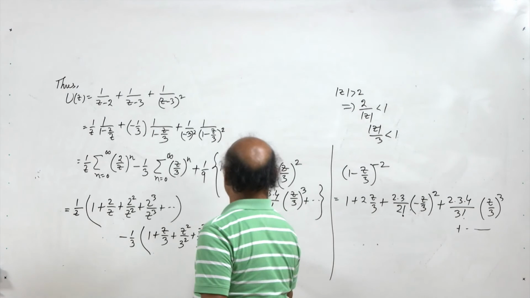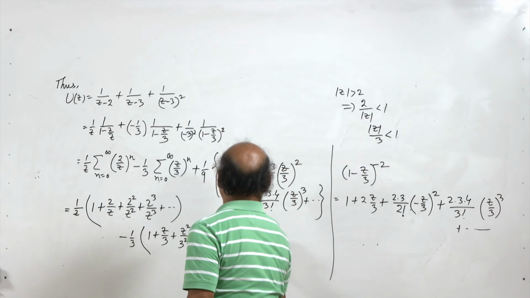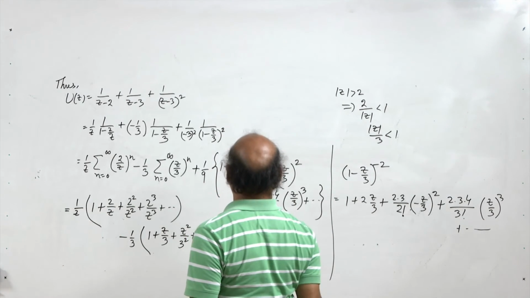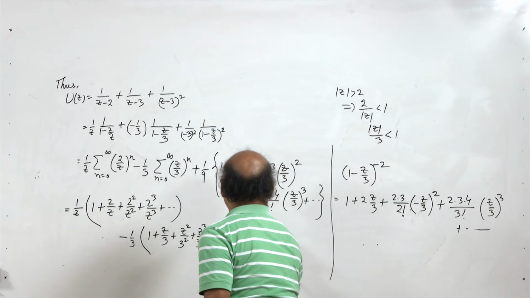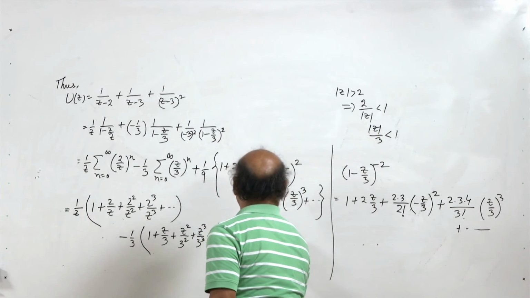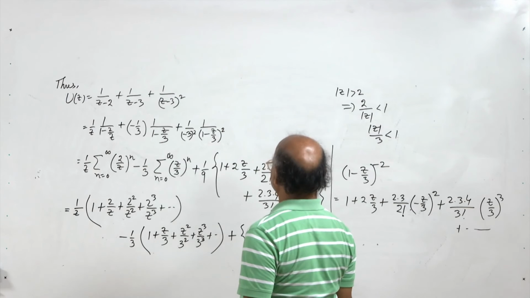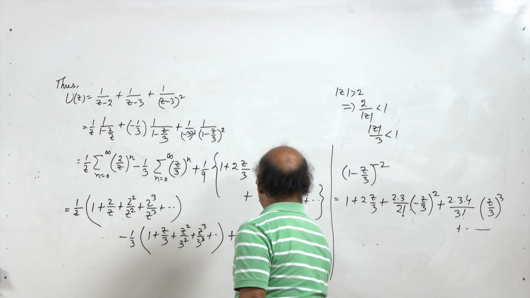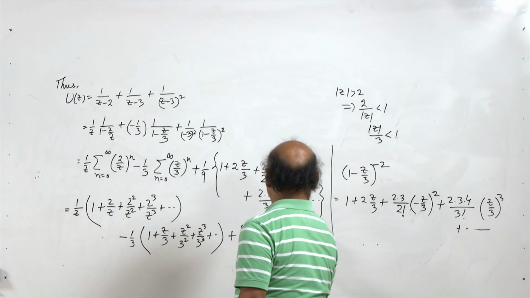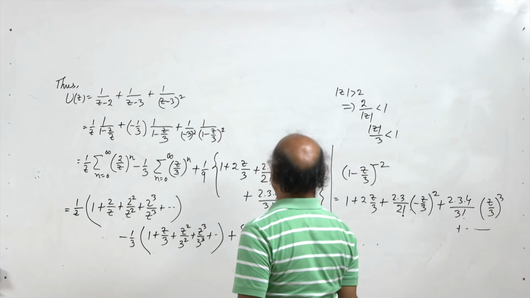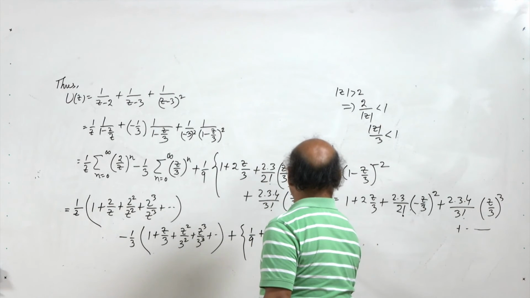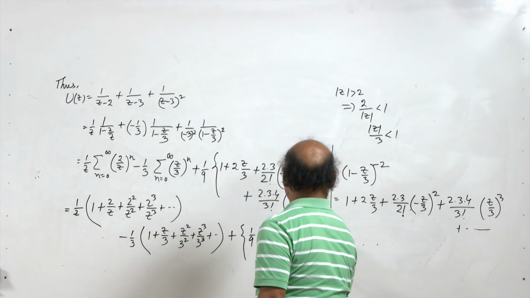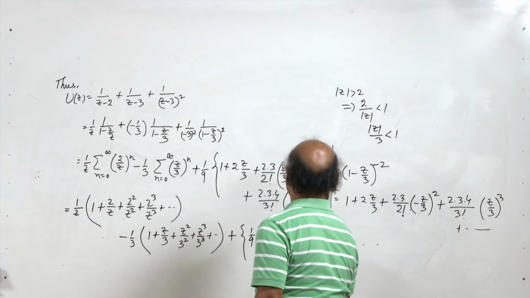In the third term we get 1 by 9 into, plus 2 by 9 into z by 3, and then we have 2 into 3 divided by 9 into 2 factorial, z by 3 whole square and so on.